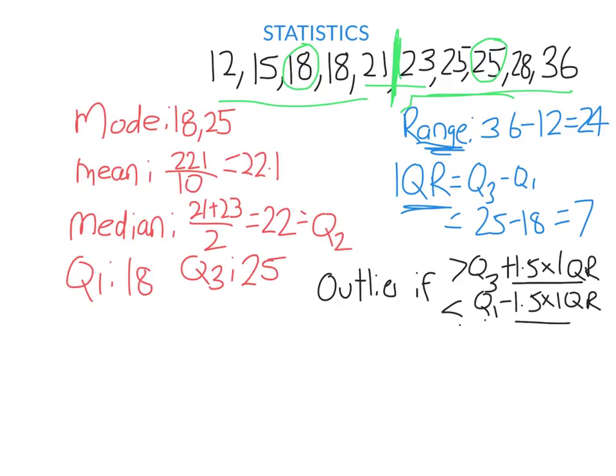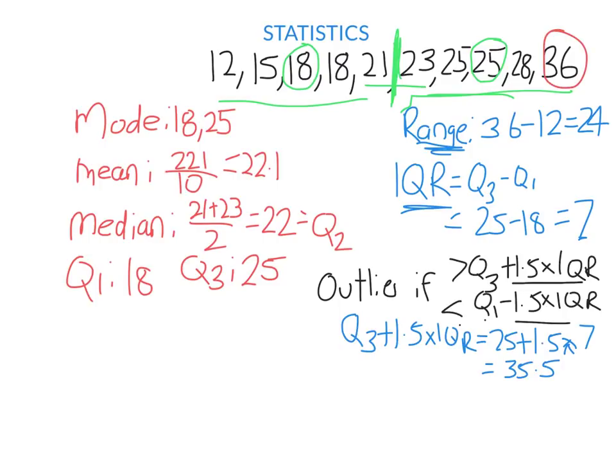So for our data above, remember Q3 was 25, so Q3 plus 1.5 times the interquartile range, which was 7. If you put that in your calculator, what you get is 35.5. So this is saying a number is an outlier if it is more than 35.5. So this number 36 is in fact an outlier because it's more than 35.5. 28 is not an outlier because it's not more than 35.5.